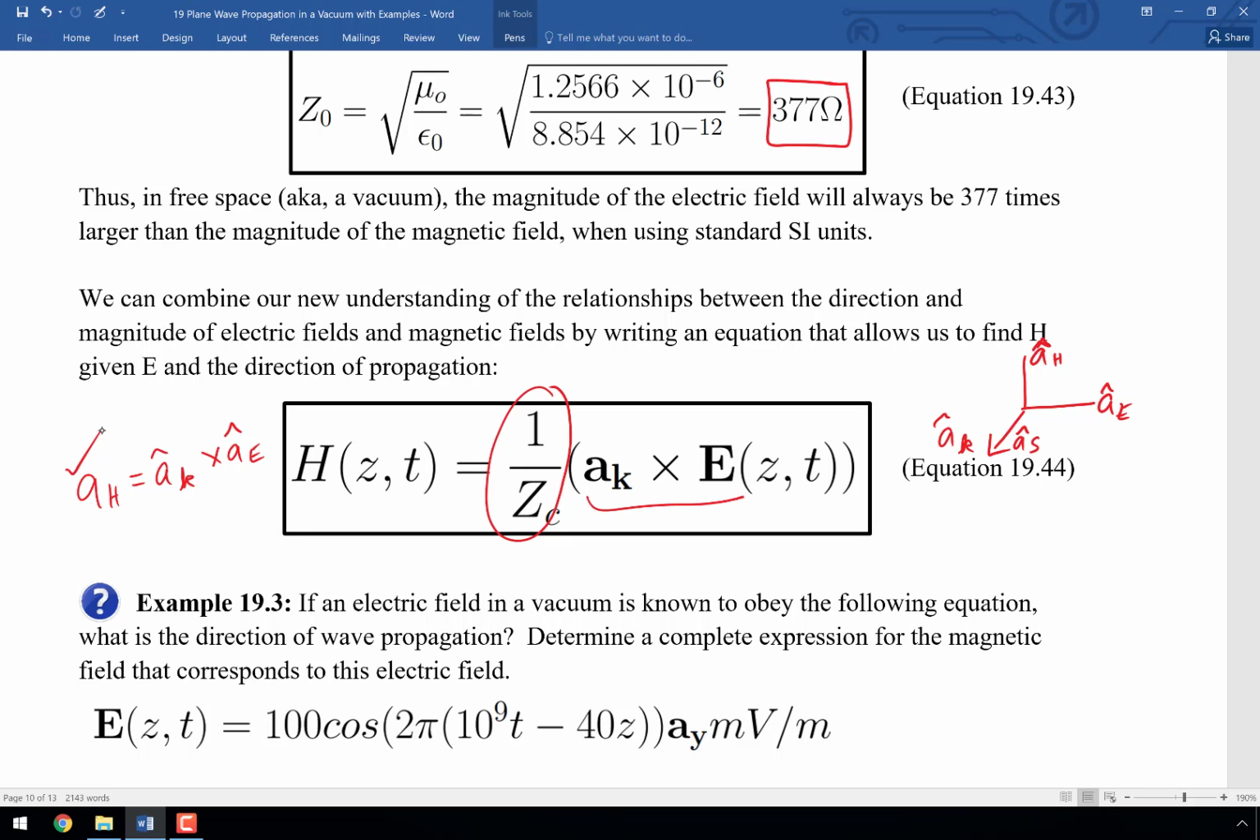Similarly, if I told you the direction of H and the direction of K, you could use that to derive the direction of E as well. So this equation is specialized, it's customized for going from E to H, but I could also give you H and ask you for E, and you could do that as well.